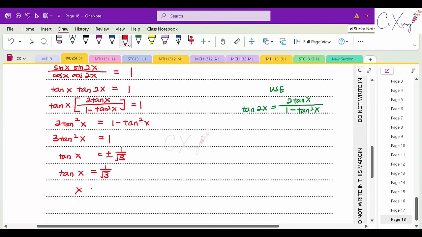Tan of 1 over square root 3 is basically 30 degrees. So please convert the 30 degrees into radians, and it will be pi over 6. This is the x coordinate for the maximum point. It also means that the value of a is actually pi over 6.